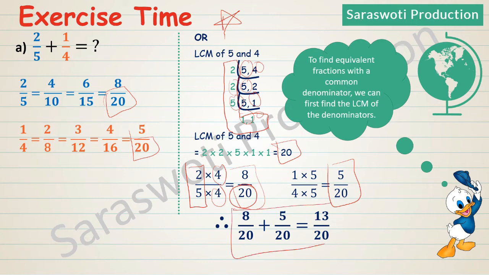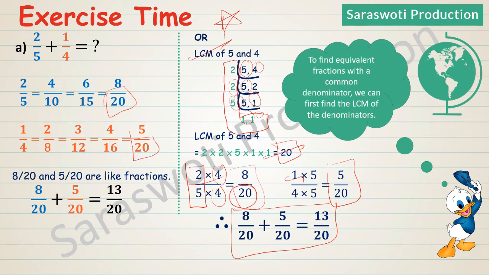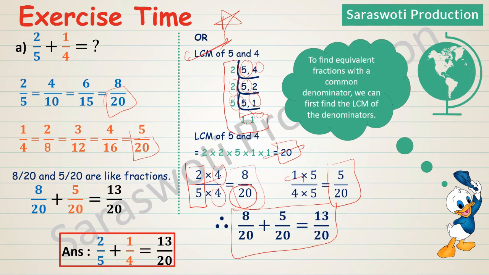Okay, so we have solved this using the LCM. We just had to find the LCM of both numbers, convert them in one step and get the final answer. But solving both ways you're going to get the same answer. The question is which way you want to follow. Of course, the second way is much easier. Therefore, our answer is 2 by 5 plus 1 by 4 is equal to 13 by 20.